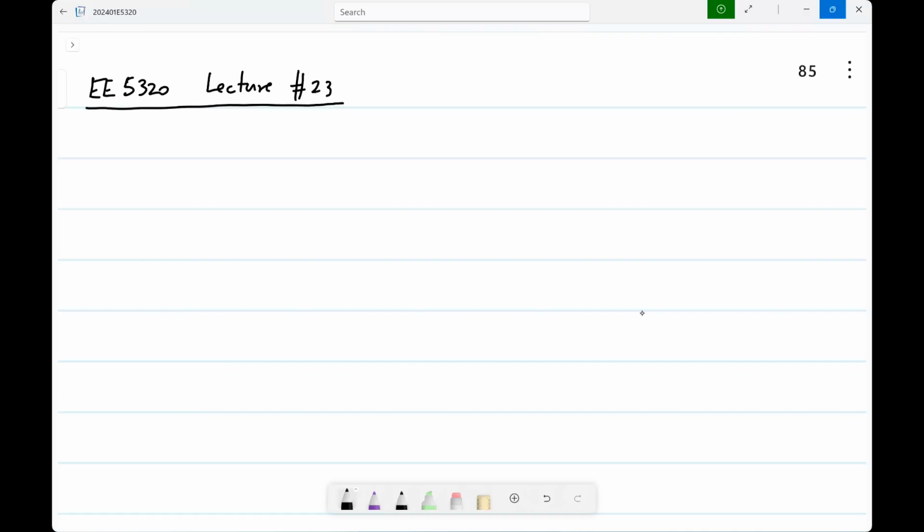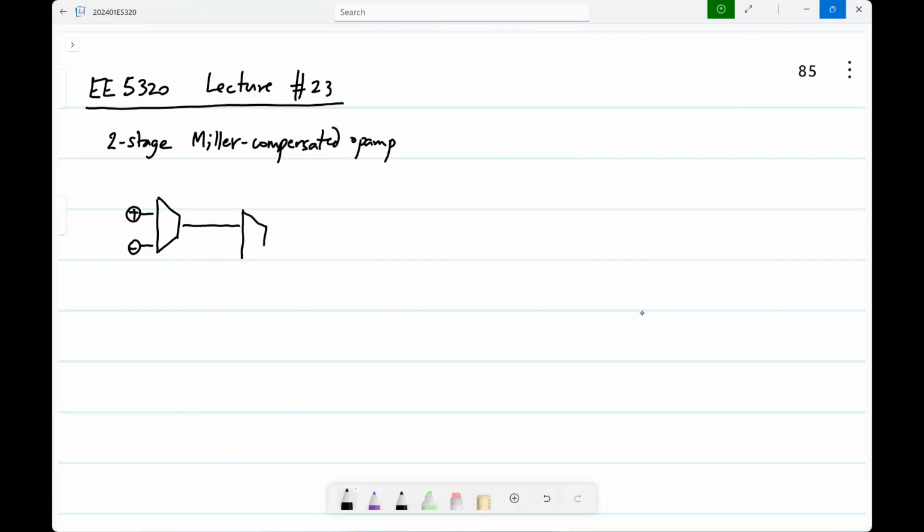Okay. So we can consider a two-stage, what is called the Miller compensated op-amp. Block diagram wise, it looks like this. And in this case, I'm going to ignore the output resistance because my focus right now is on stability and settling and so on. Okay.